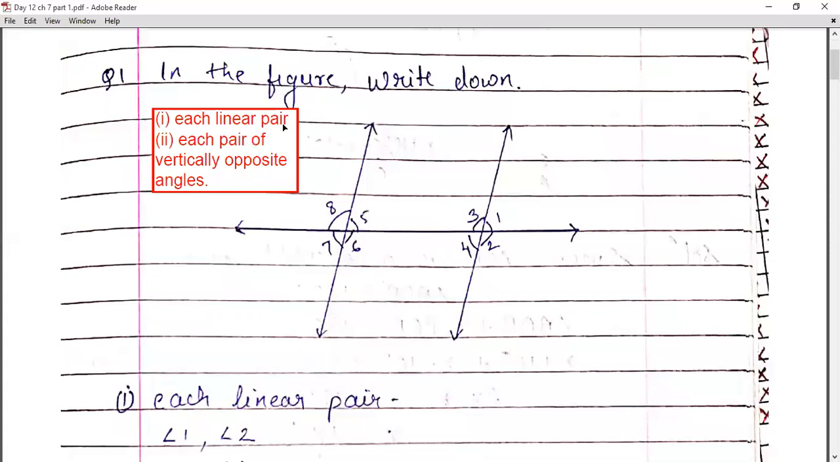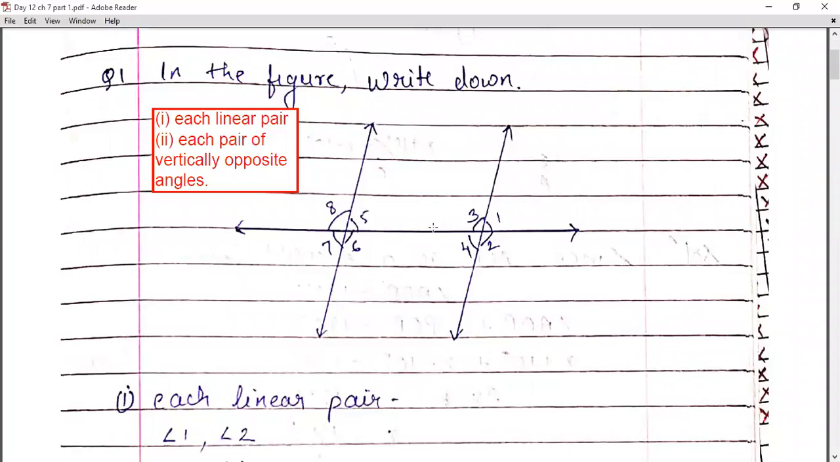In the figure, write down, the first part says, write each linear pair. Let us remember, linear pair is the sum of two adjacent angles and the sum is 180 degrees. Those two adjacent angles form a straight line. Their non-common arm forms a straight line.